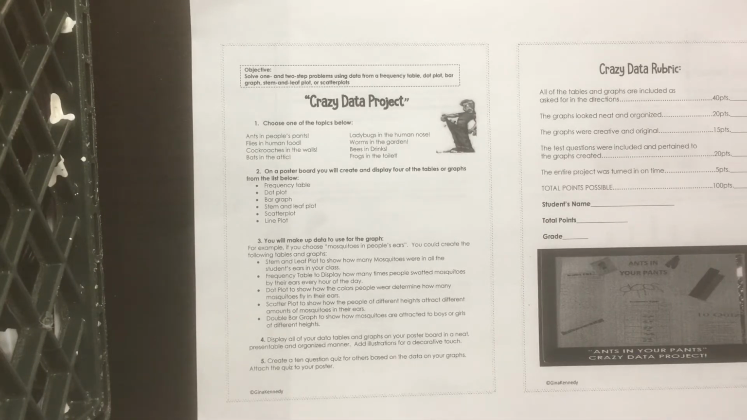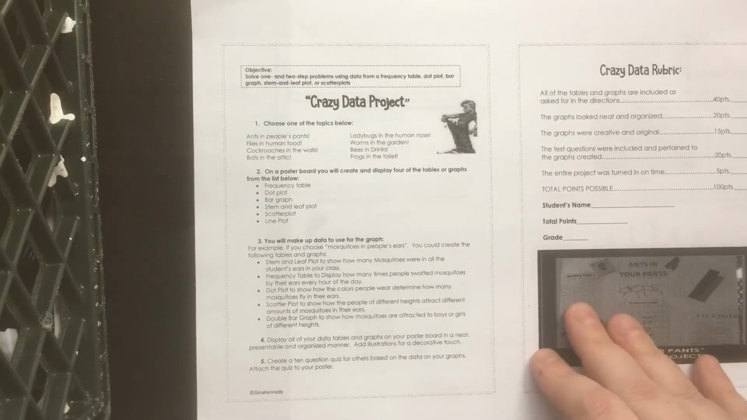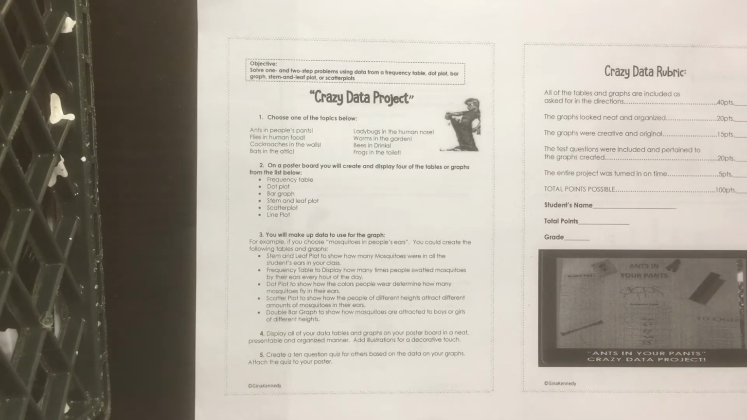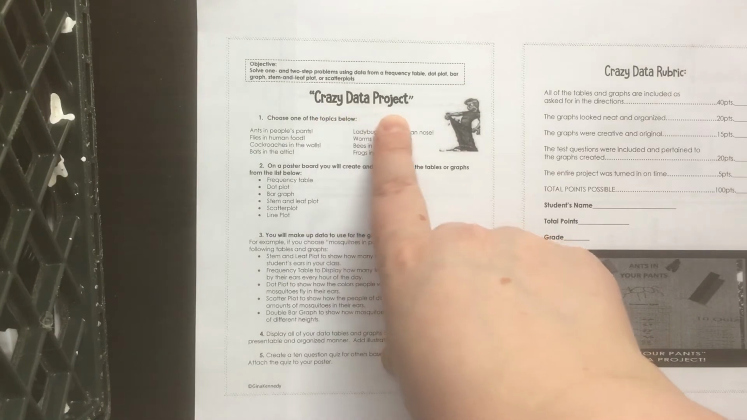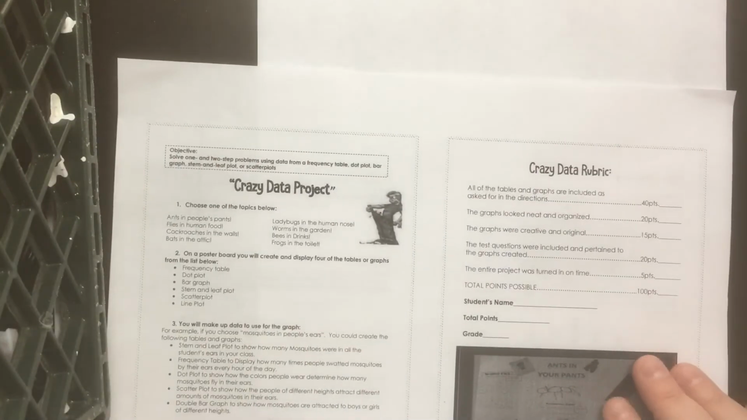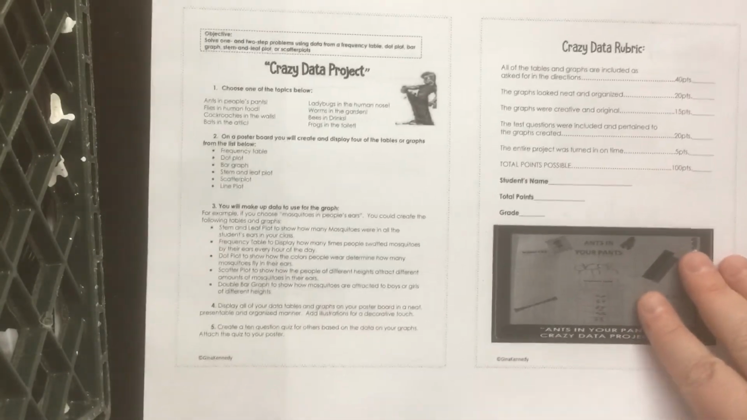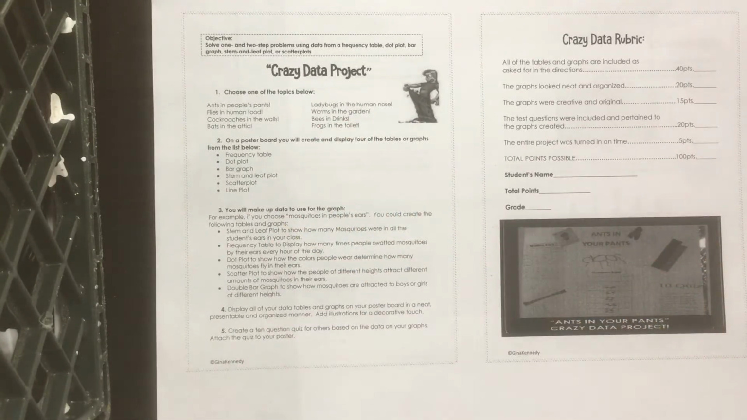All right, 5th and 6th graders, for the next 2 days, we're going to be working on some data charts. And so you need this page that says Crazy Data Project, and then you need a blank paper or two, maybe two. And what we're going to do is we're going to use some data that we're going to make up and be creative with to make 4 different tables or graphs.